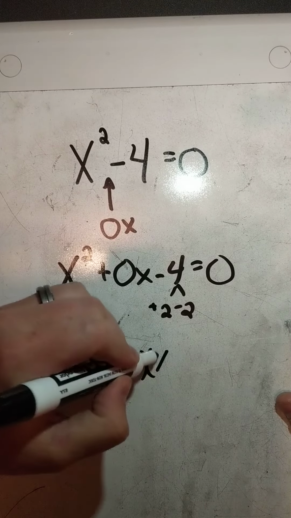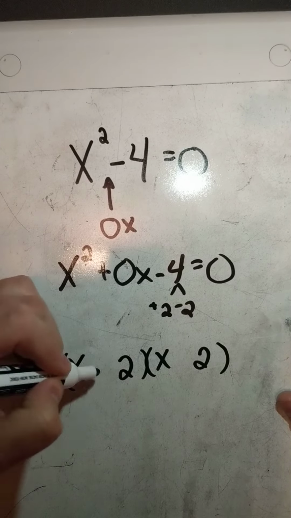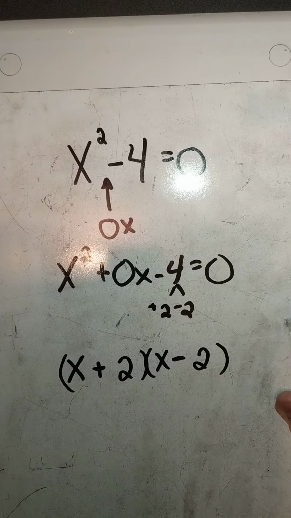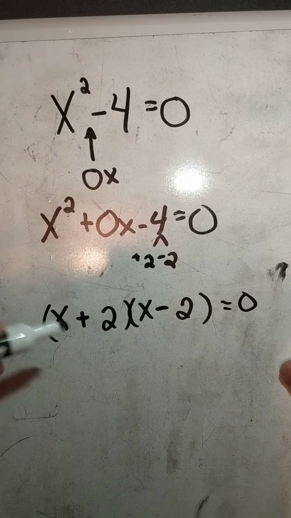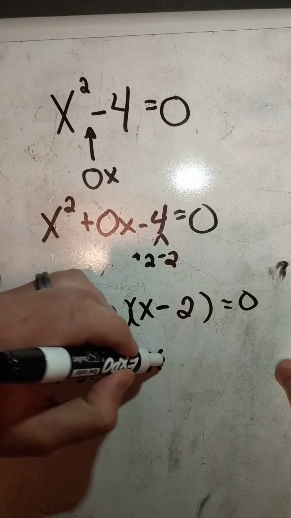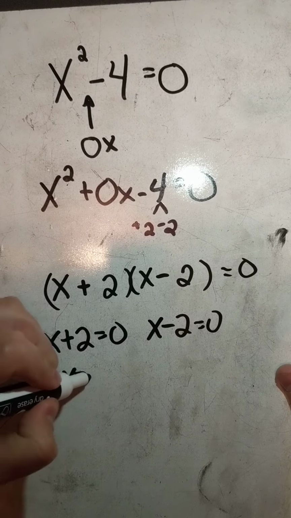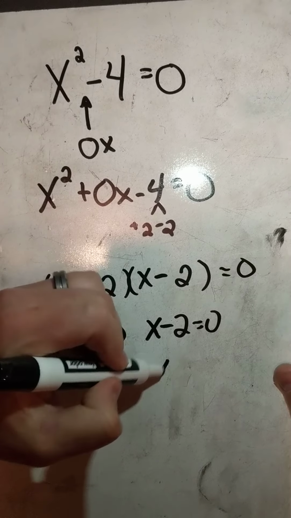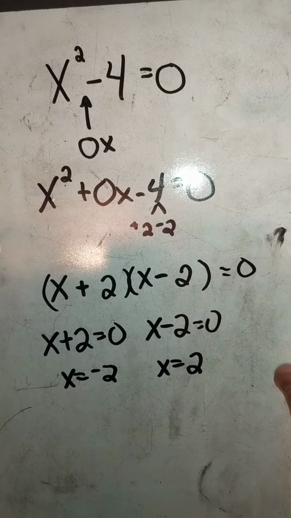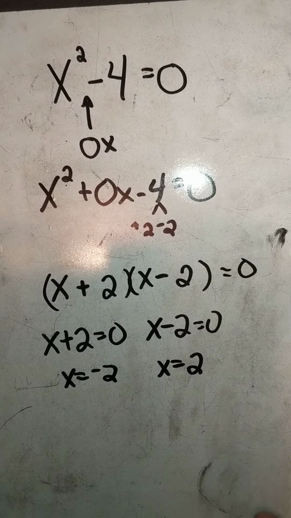X, and then 2 and 2, plus minus, equals 0. And then we finish this one off. X plus 2 equals 0. X minus 2 equals 0. And so my answers are x equals negative 2 and x equals positive 2. So the answers are negative 2 or positive 2.